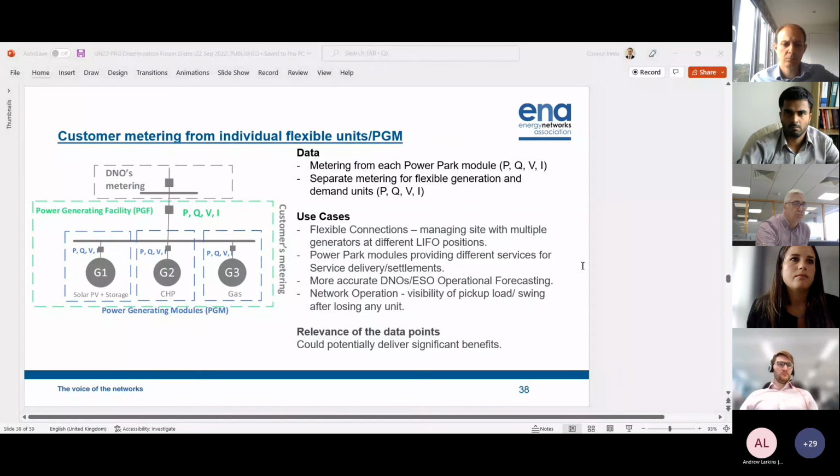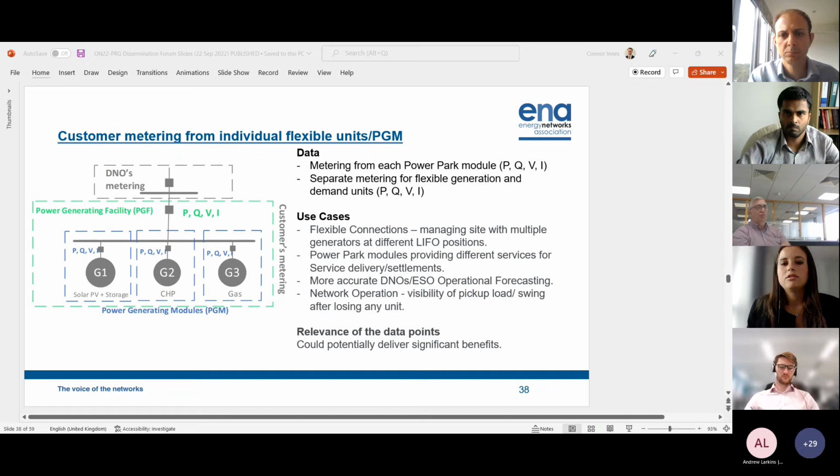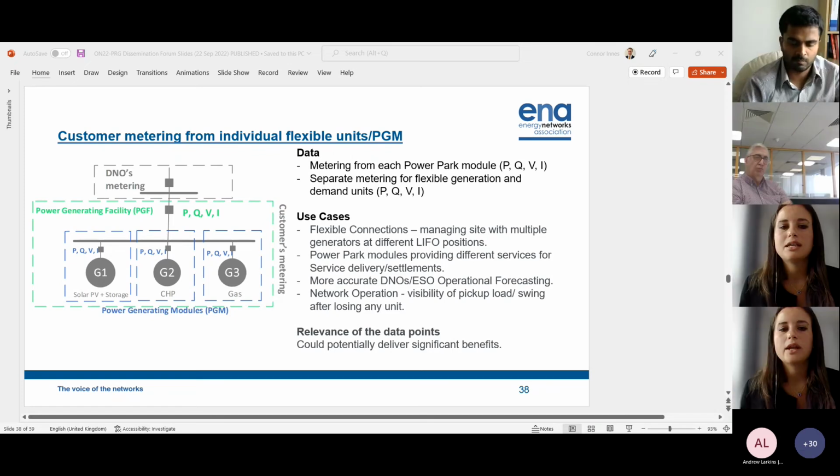So metering from each power generating module, as well as aggregated metering from flexible demand and aggregated metering for flexible generation. We have identified a number of use cases, and the outcome was that these data points could potentially deliver significant benefits. The first use case was that it would allow us to manage sites with multiple generators at different Last In First Out (LIFO) stack positions.